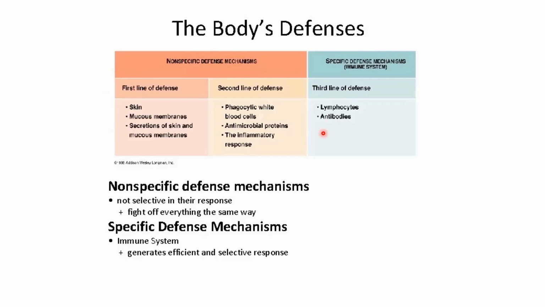So this specific response generates an efficient and selective response against pathogens. For example, you have your immune system active for the flu virus, you have your immune system active for the COVID virus, and you have your immune system active for a lot of other diseases to fight them. So these pathogens actually don't kill you.